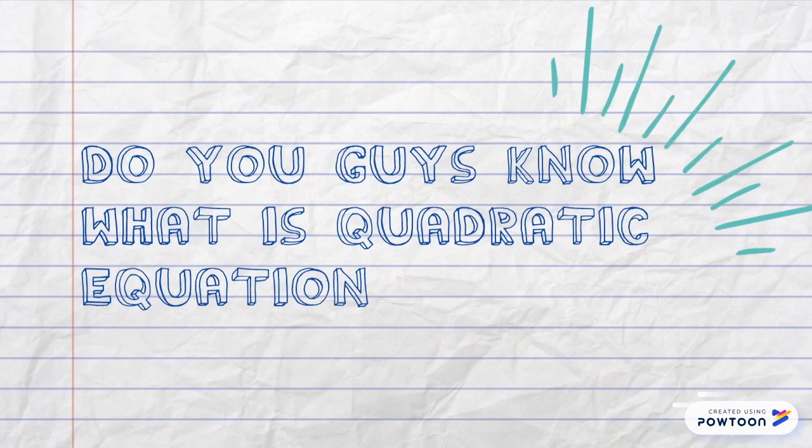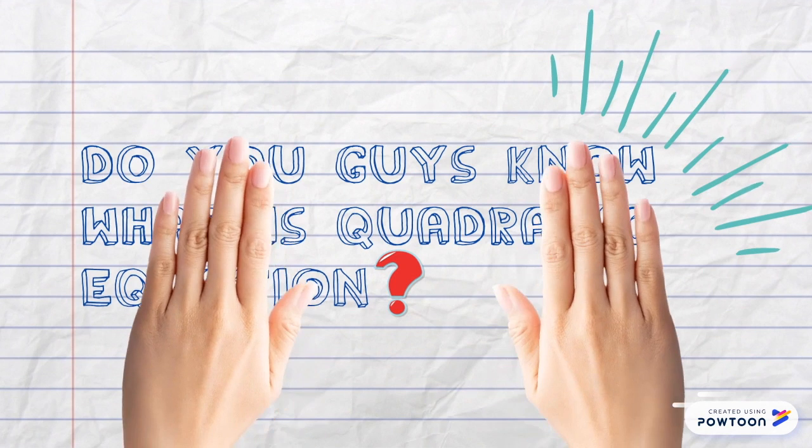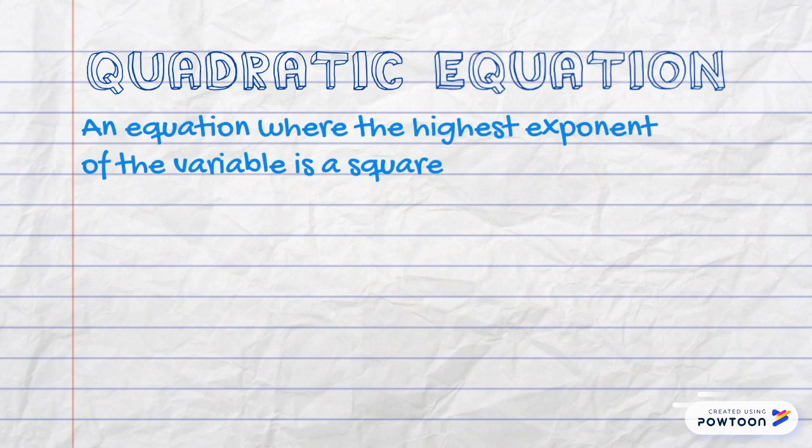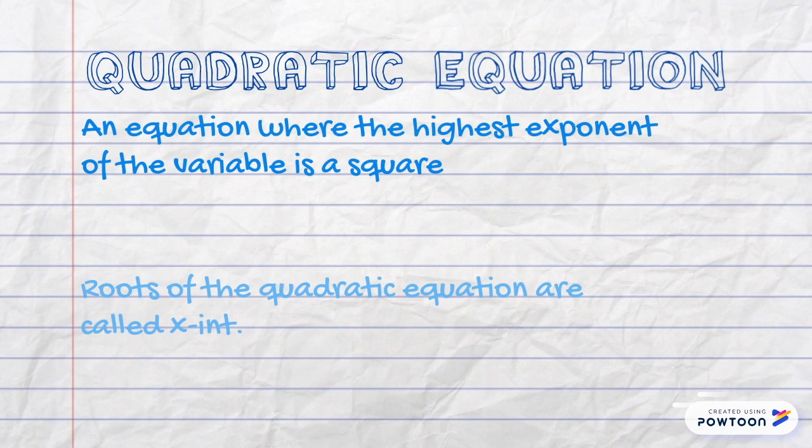Before we start to learn about the quadratic root, you have to know what a quadratic equation is first. So, what is the quadratic equation? Can anybody answer this? Tick tock, tick tock. Time's up. It is the equation which has the highest exponent of the variable as 2. It can be expressed by ax to the power of 2 plus bx plus c equals 0, and the roots of a quadratic equation are called the x-intercept.